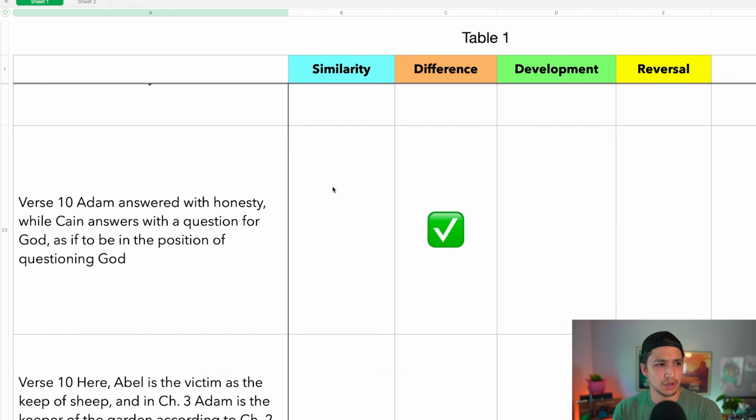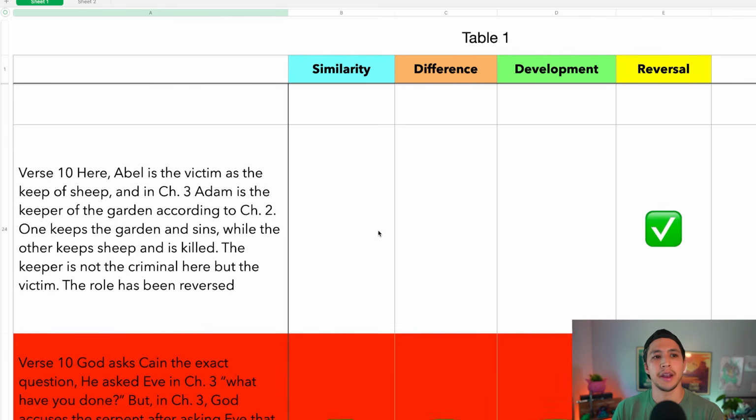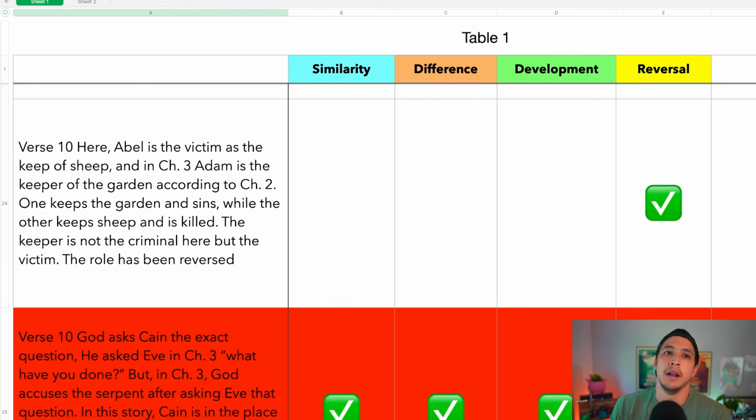Adam ends up answering with honesty. Cain answers with a question, as if to be in the position of God. You know what, God, let me ask you a question. And it's like, whoa, is that tendency in me to be like Cain and think I am entitled to God answering my question? Where does that come from? Where does that pride stem from? How do I stomp that out so that I don't end up playing a role God has not given me permission to?